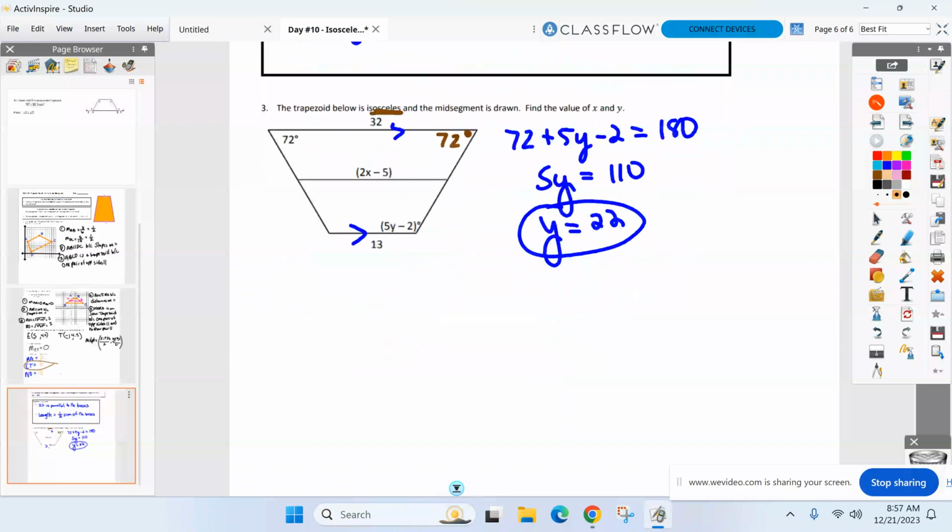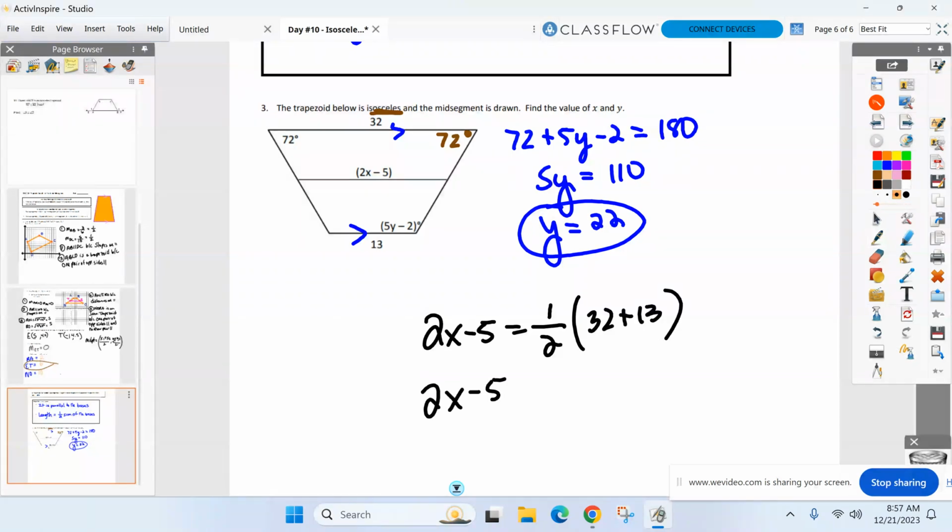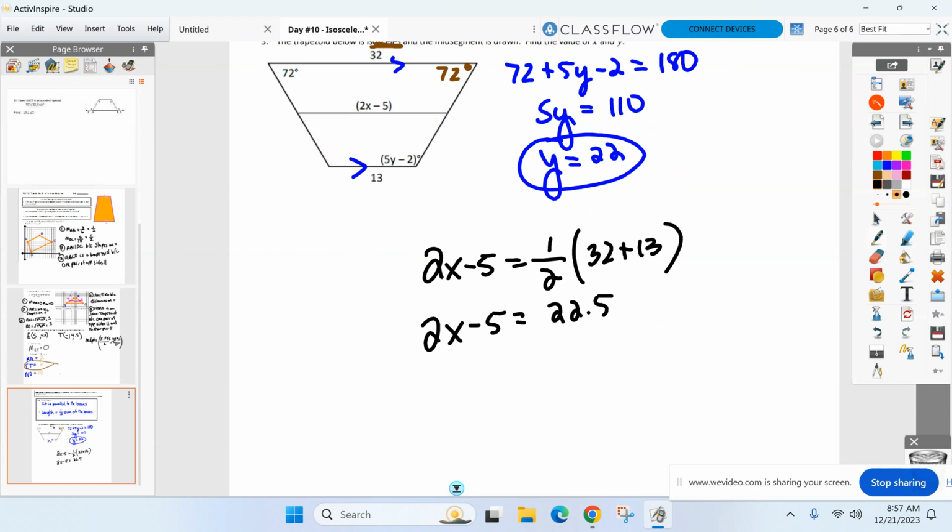Mid-segment. We just learned that the mid-segment, 2x minus 5, is equal to half the bases added up, 32 and 13. You get a little decimal answer, it happens. 45 divided by 2 is 22 and a half. So 2x equals 27 and a half, and x should be 13.75. Any questions on those two?